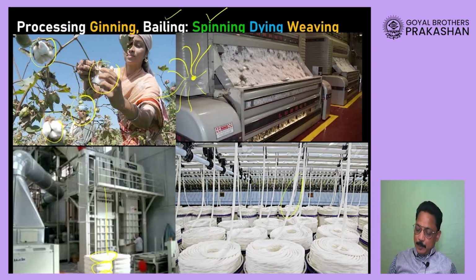After this spinning process, those threads are taken and they are colored. We call that process by the name dyeing. And finally, the threads will be taken, dear students, and they will be woven into a cotton cloth. So like this, in processing of cotton, the plucking, ginning, baling, spinning, dyeing and weaving are included. Okay, now the next important thing about cotton crop.